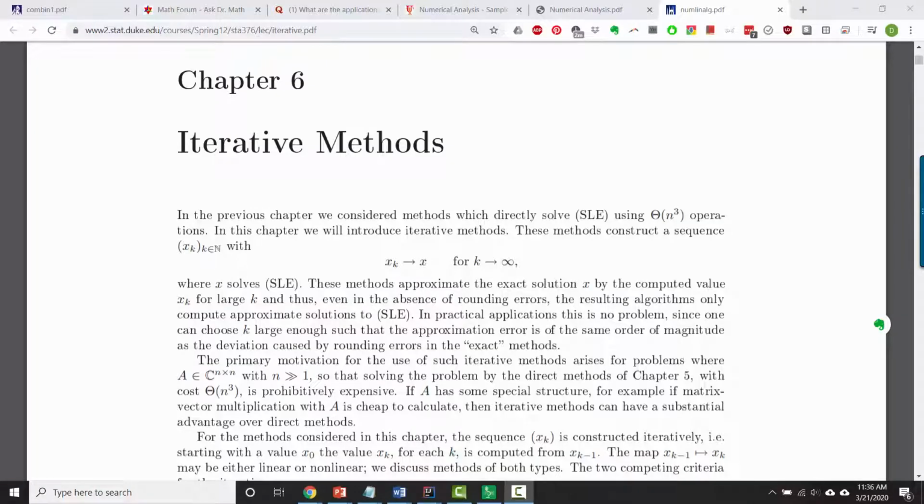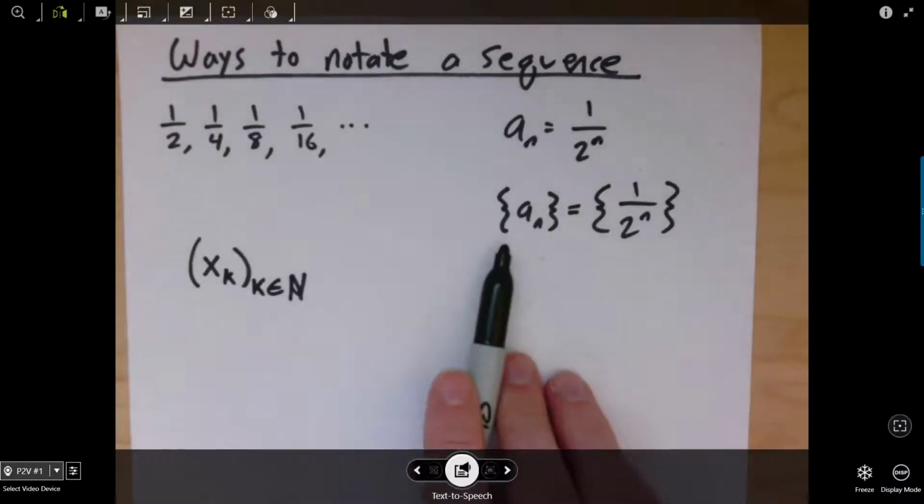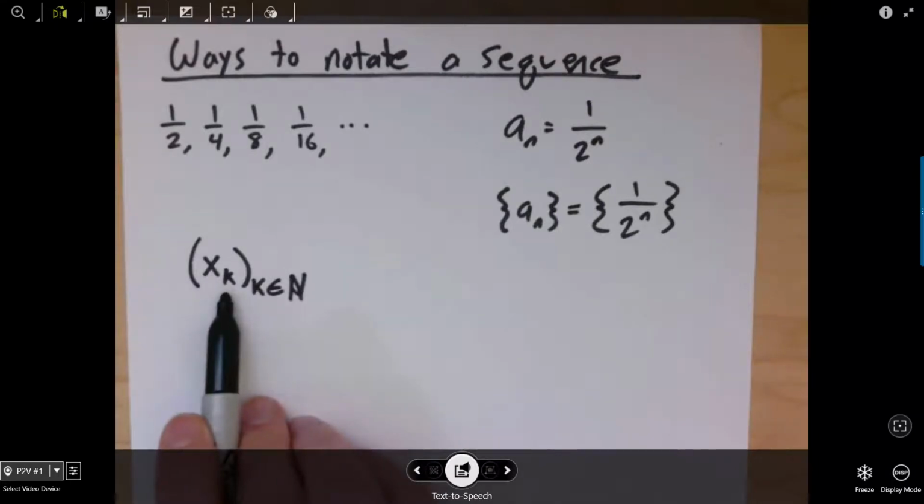This is a picture of a college level text about numerical methods for approximating things. And if you look at this sentence, it says, these methods construct a sequence. Hey, that's what we're studying, sequence. And this is another way that you might notate a sequence. In that case, they weren't using curly brackets, they were using parentheses.